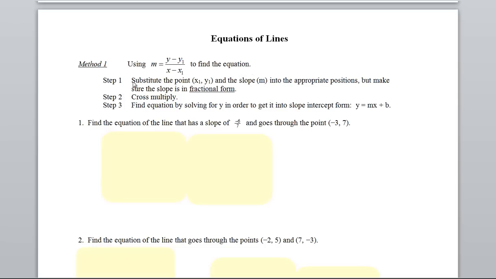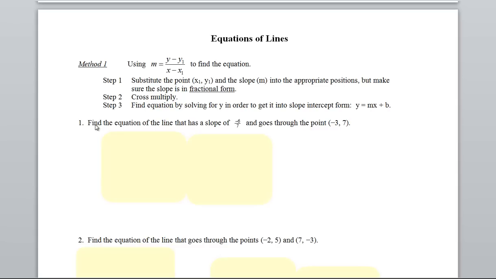My step 1, I'm going to substitute the point x sub 1, y sub 1, and the slope m into the appropriate positions. But make sure the slope is in fractional form. Okay, so I'm going to put my slope here and my coordinate point here. I'm going to cross multiply and then find the equation by solving for y in order to get it into the slope-intercept form, which is your y equals mx plus b.